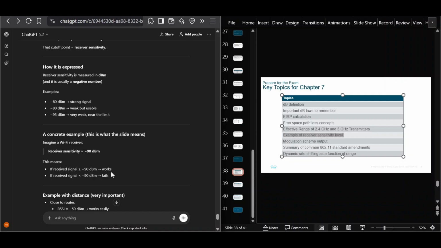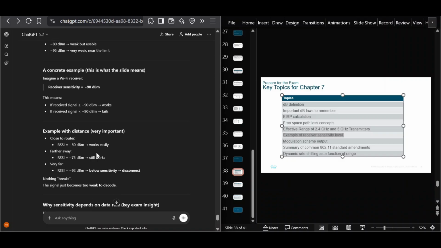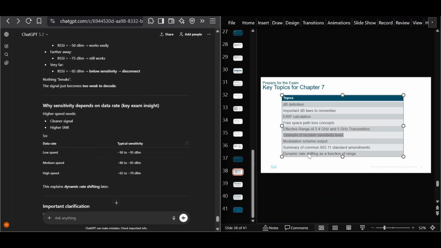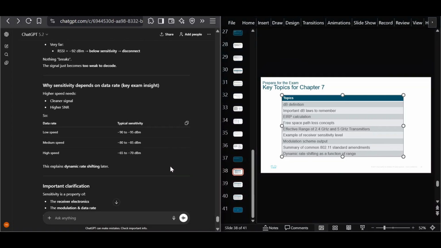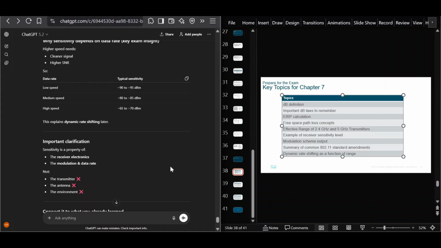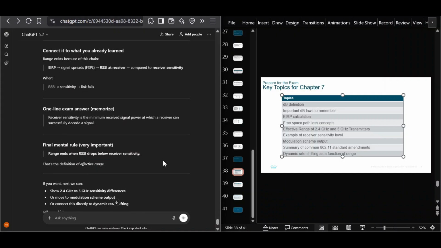If the receiver gets minus 90 dBm, it works. Greater than minus 90 dBm, it works. Above minus 90 dBm is good, but when it goes to minus 100 dBm, it's bad. Example, RSSI. Okay, I understood the signal. Medium speed, low speed, high speed, typical sensitivity, EIRP, link fail. So sensitivity means link fail.